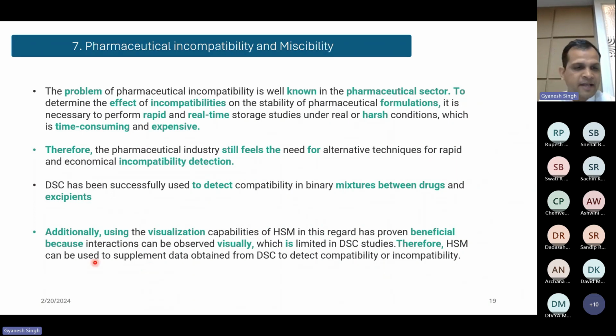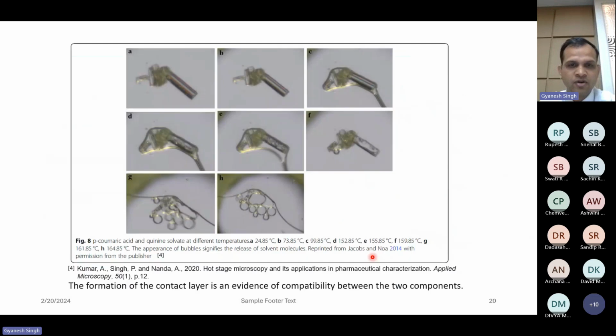Therefore, HSM can be used to supplement data obtained from the DSC to detect compatibility or incompatibility. So this is what the general term of pharmaceutical incompatibility and miscibility refers to.